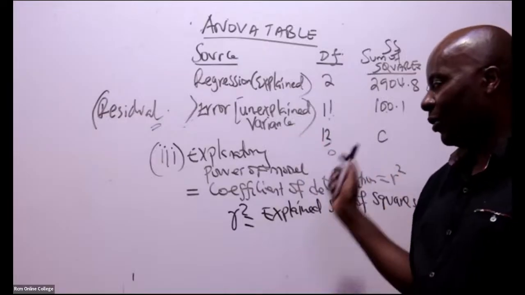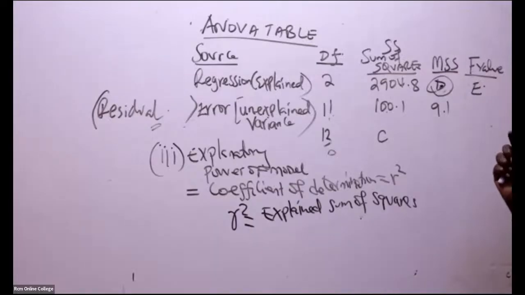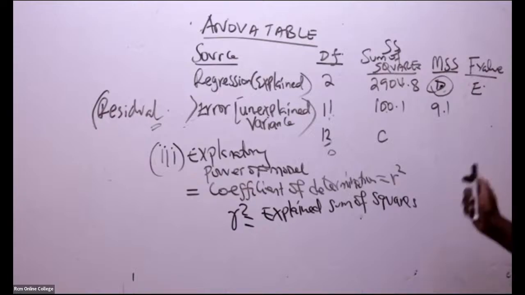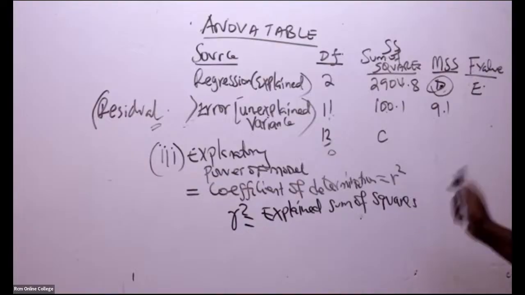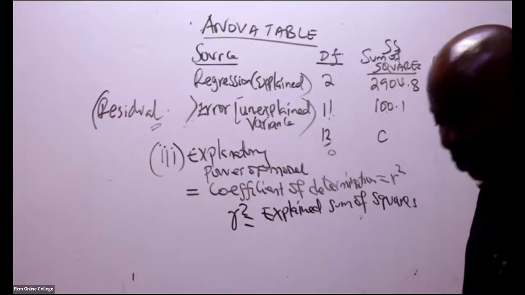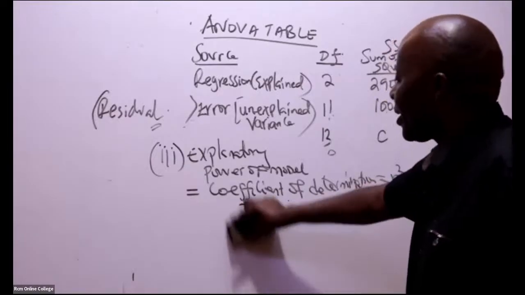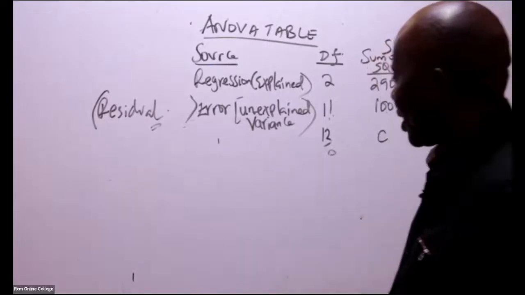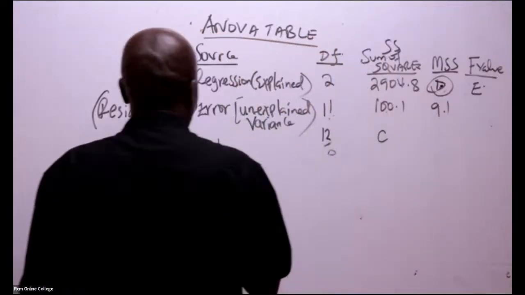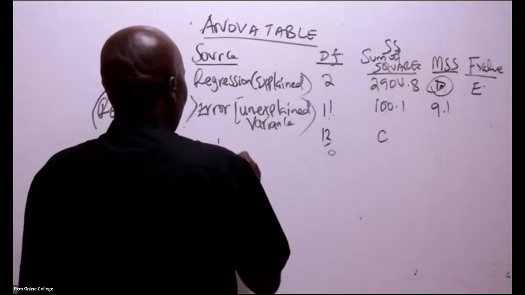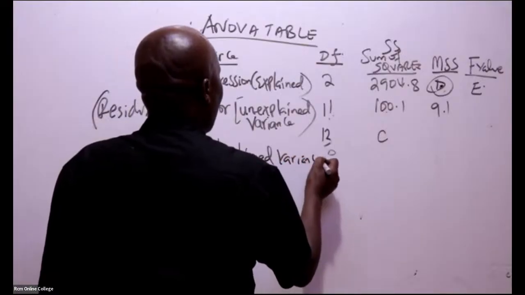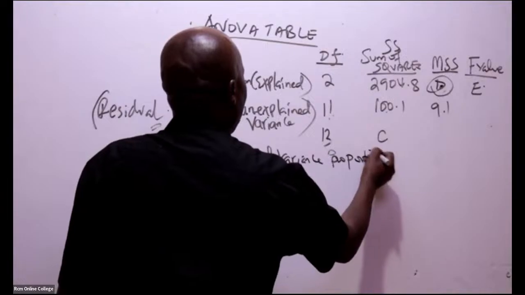the explanatory power of the model, which is also known as the coefficient of determination, R squared. R squared is the explained variance proportion. And how do we get this?